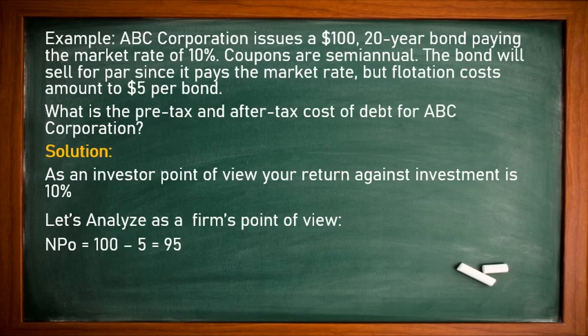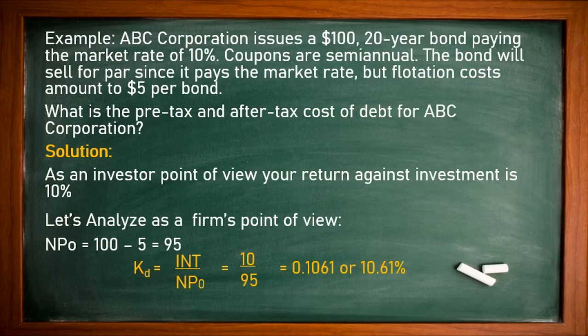So here NP0 is equal to 100 minus 5, which is equal to 95. Let's put this value in the formula. KD is equal to INT divided by NP0, and INT means 10%. So we have an interest amount of 10% against $100, so you will get $10 divided by the net price. What companies are receiving is 95 instead of 100, because 5 is what they are spending as a flotation cost. So the cost the company is going to bear is 0.1061, or in other words, 10.61%.